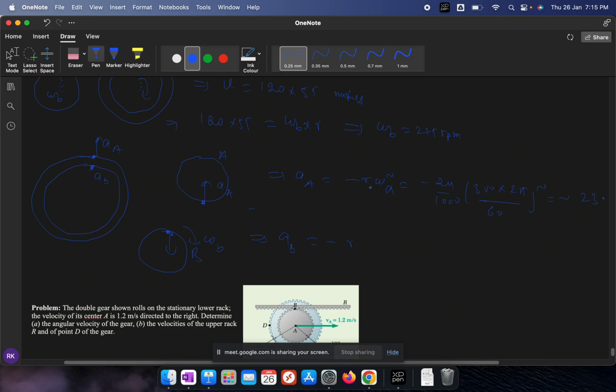So you will get Rb omega b square, and when you convert it you will get the same radius you have to put. Now that is 275 into (2 pi divided by 60) raised to the power 2. You will get negative, I'm writing negative because it is in the radial direction. So that is 19.88 meter per second square. So this is the solution of the problem.